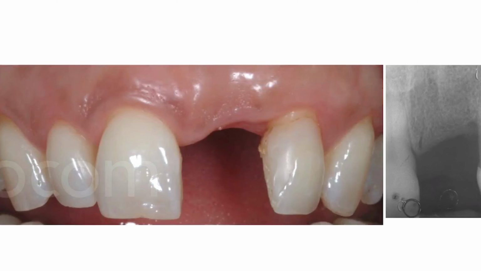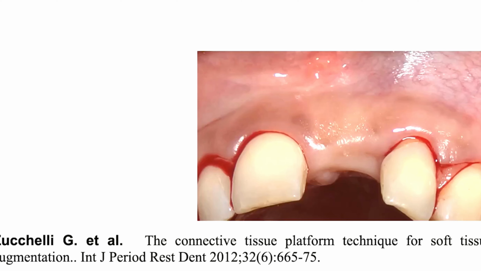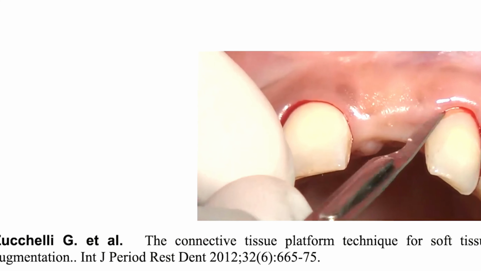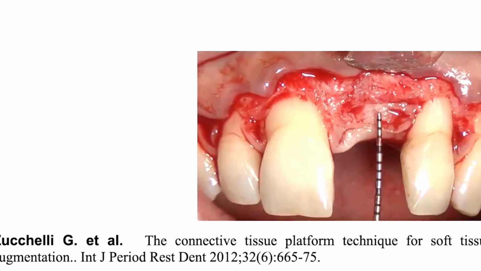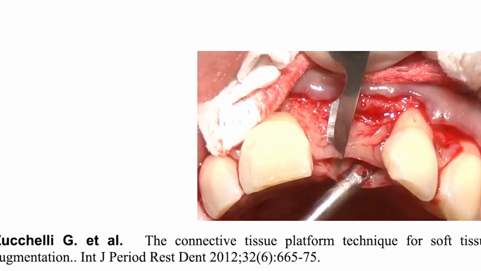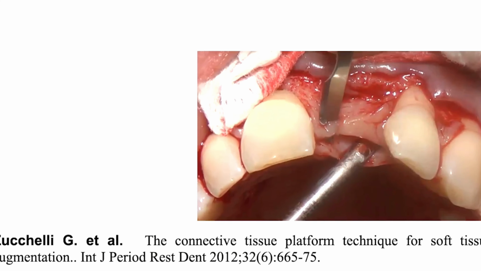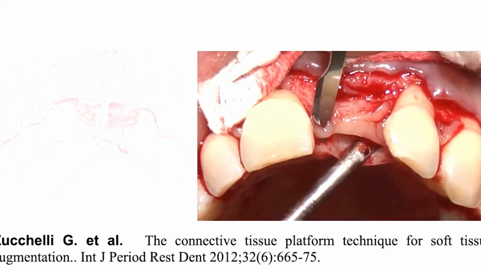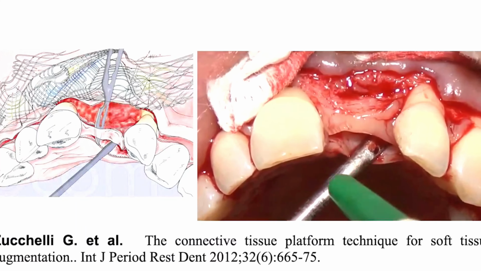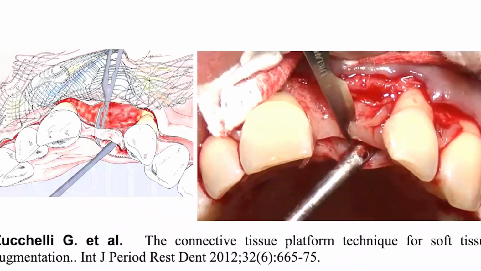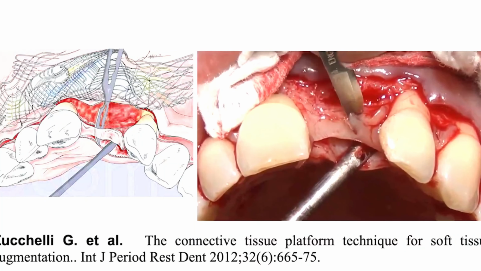We have loss of the emergence profile, we have the loss of the papilla, and despite the horizontal bone loss, we can do the platform technique, as we saw, with the buccal incision, split thickness elevation of the palatal flap, de-epithelialization of the platform. So to create a very good connective tissue bed for the anchorage of the connective tissue graft.